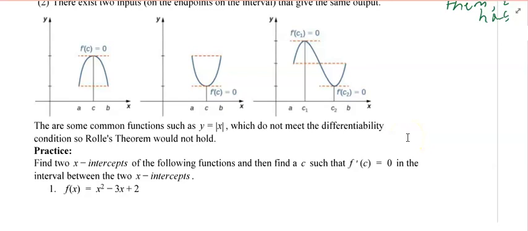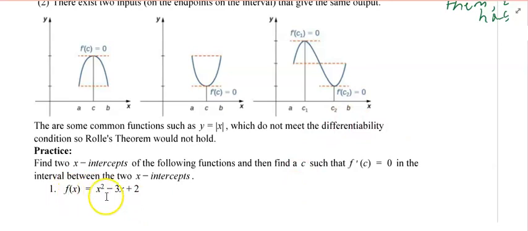So Rolle's theorem would not hold for functions like these because they do not meet the assumptions of Rolle's theorem, the conditions of differentiability in this case. Practice. Find two x-intercepts of the following functions and then find a c such that f prime of c is equal to 0 in the interval between the two x-intercepts.